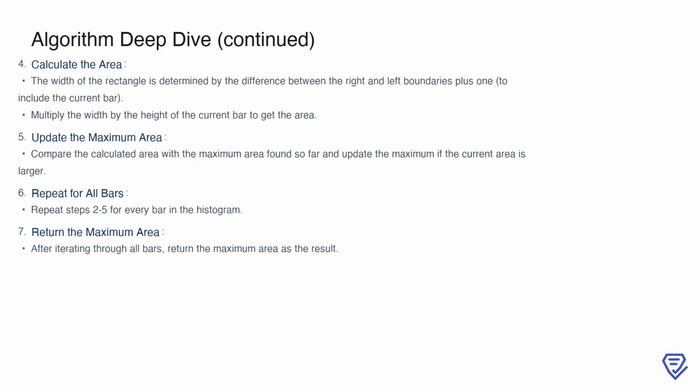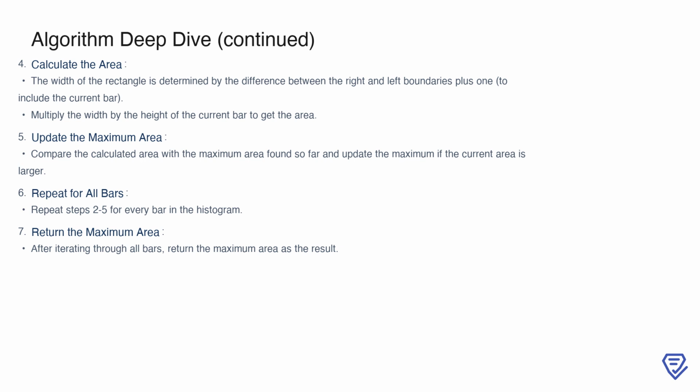Once we have determined the left and right boundaries for the current bar, we calculate the area of the rectangle. The width of the rectangle is derived from the difference between the right and left boundaries, plus 1 to include the current bar. Multiplying this width by the height of the current bar gives us the area. We then compare this area with the maximum area found so far and update the maximum if the new area is larger. This process is repeated for every bar in the histogram, ensuring that all possible rectangles are considered. Finally, after iterating through all bars, we return the maximum area as the result.